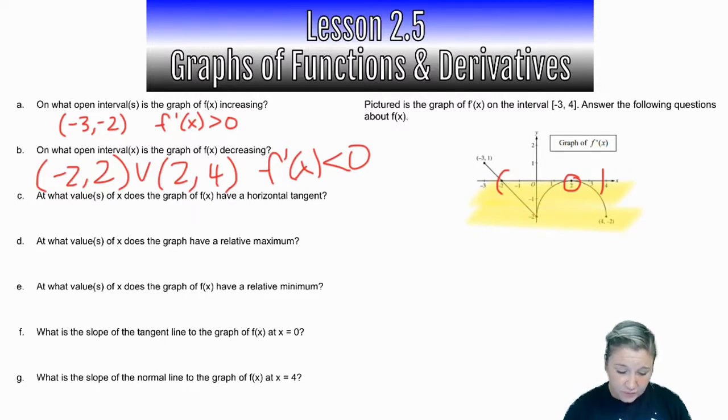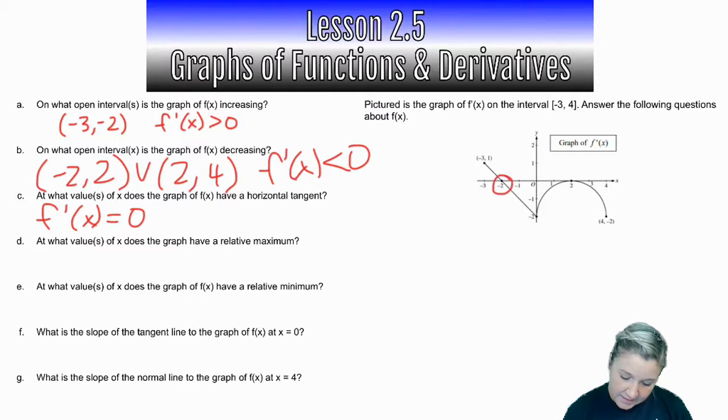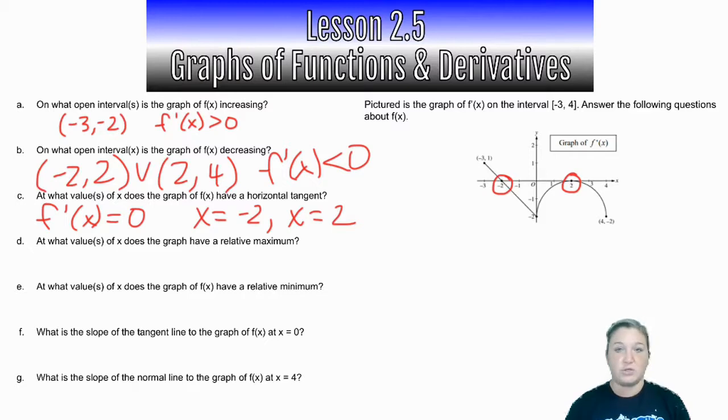So then it asks for where is a horizontal tangent. That's actually going to happen at 2 places, because remember, that's where f prime of x is equal to 0. So that's going to happen at -2 and at +2. So x equals -2 and x equals +2. So you would have a horizontal tangent at those 2 places.